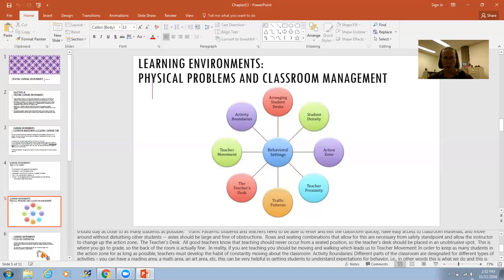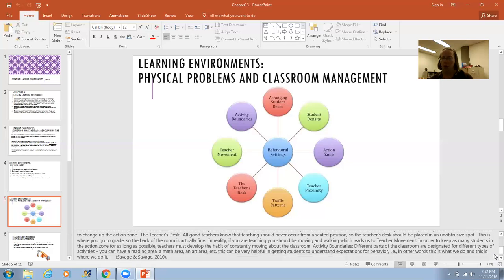The next thing we want to deal with is this idea of activity boundaries. So different parts of the classroom can be designated for different types of activities. You have a reading area, a math area, an art area. This can be very helpful in getting students to understand the expectations for behavior. So in other words, this is what we do and this is where we do it. So those are some of the physical problems and components of classroom management.